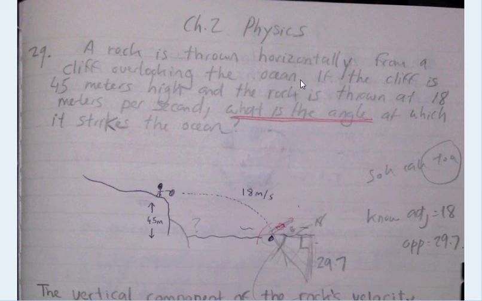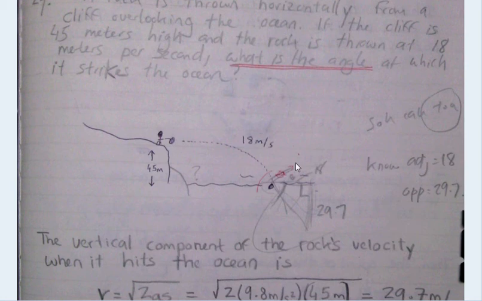A rock is thrown horizontally from a cliff overlooking the ocean. If the cliff is 45 meters high and the rock is thrown at 18 meters per second, what is the angle at which it strikes the ocean? Okay, we hear that angle word, and we know we may be dealing with sine, cosine, or tangent. Get your trigonometry calculators out.